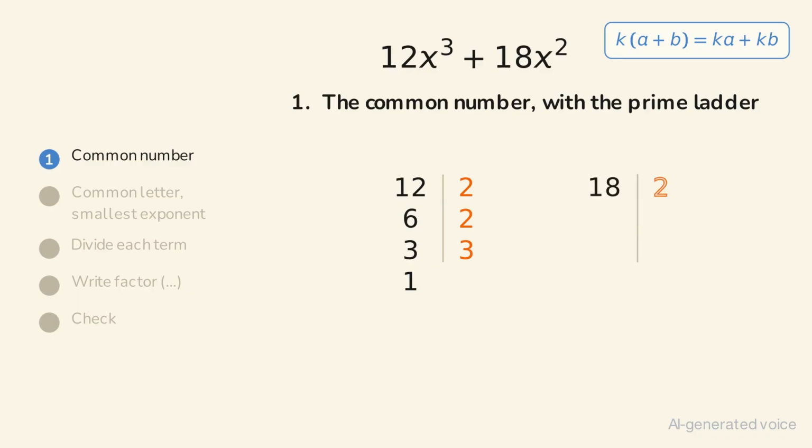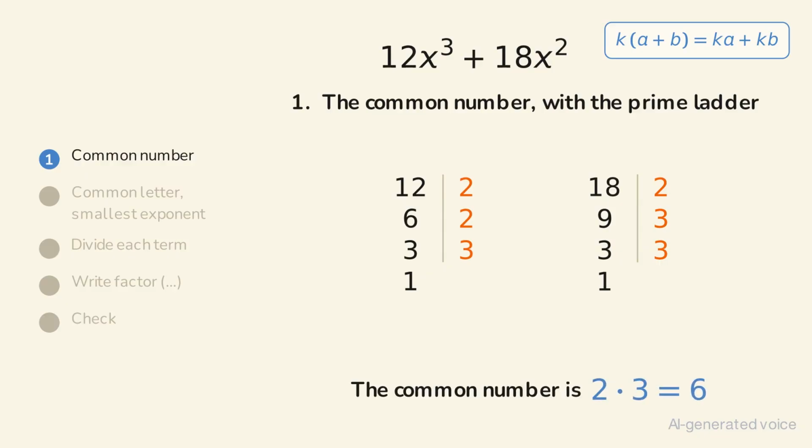We do the same with 18. 18 over 2, 9. 9 can no longer be divided by 2, so we try 3. 9 over 3, 3, and 3 over 3, 1. So 18 is 2 times 3 times 3. Now look at what repeats in both. There's a 2 and there's a 3. We multiply them and the common number is 6.